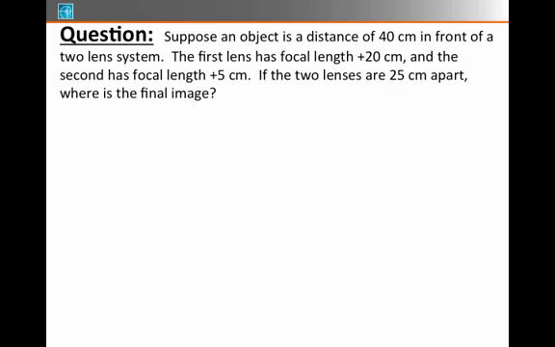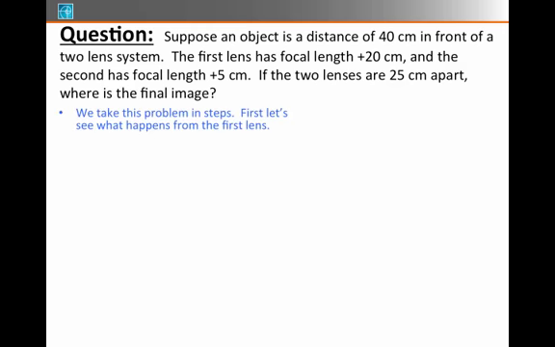Let's suppose an object is a distance 40 centimeters in front of a two-lens system. The first lens has a focal length of 20 centimeters, and the second lens has a focal length of 5 centimeters. If the two lenses are 25 centimeters apart, where is the final image?